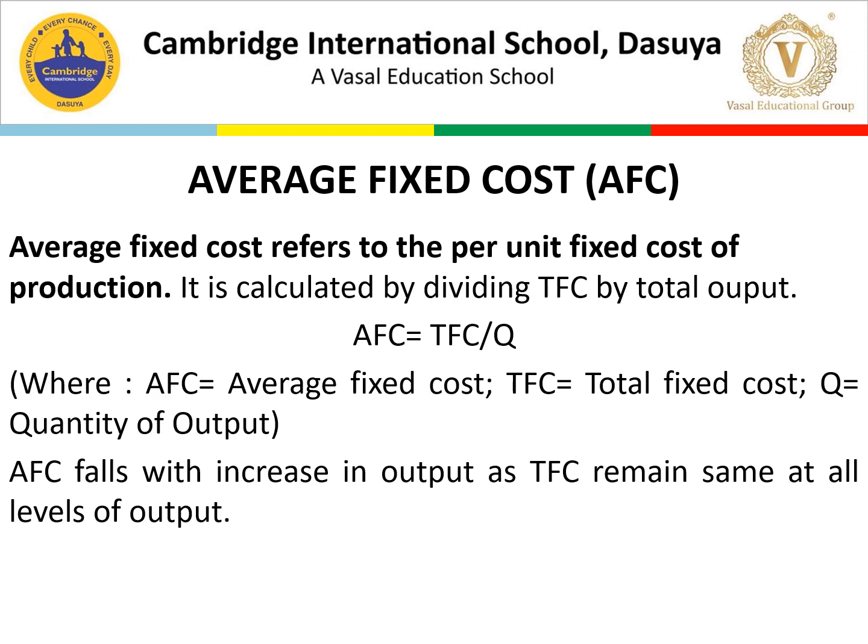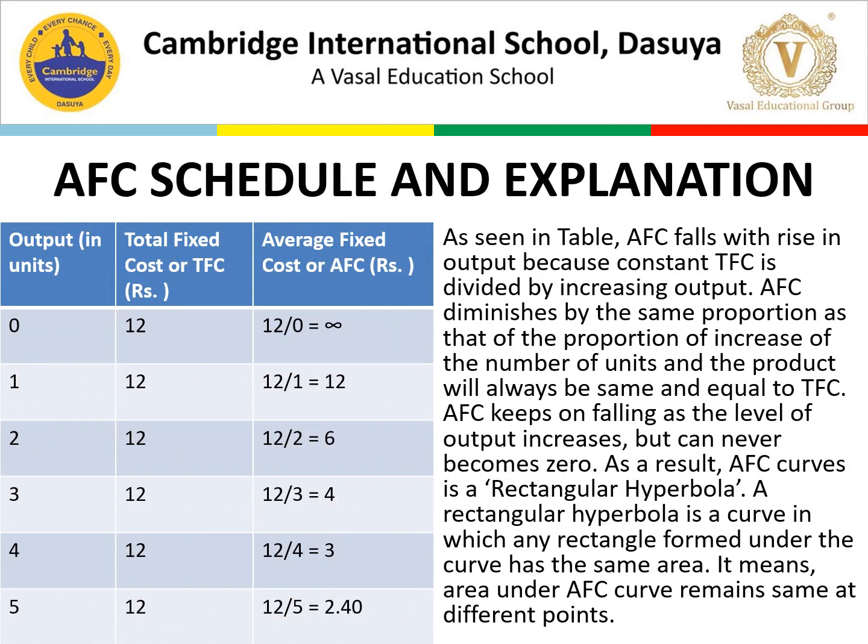Now let's move to the next thing, the schedule. Let me explain the schedule for AFC. First, we take the same values. Output in units is 0, 1, 2, 3, 4, 5. Total fixed cost was already fixed at 12. We have to divide total fixed cost by output. So 12 divided by 0 will be infinity.